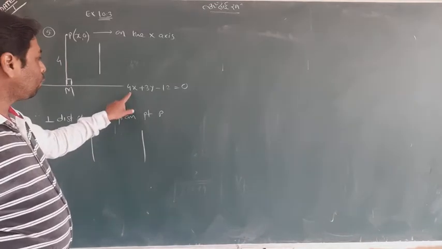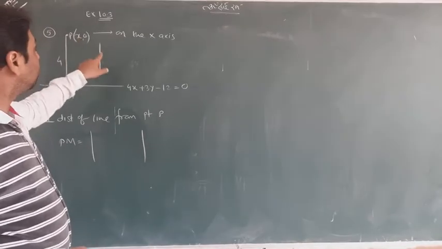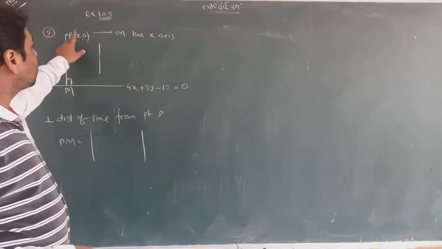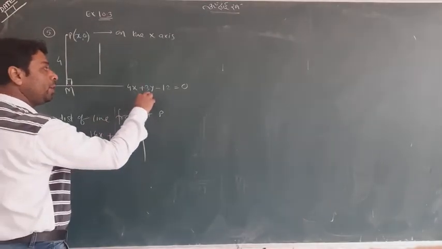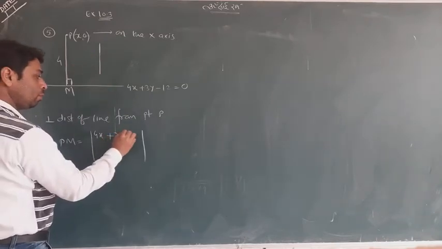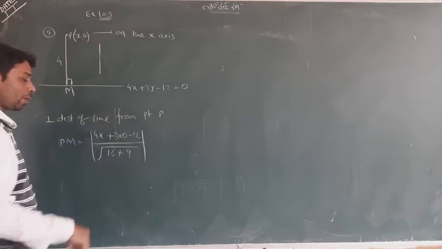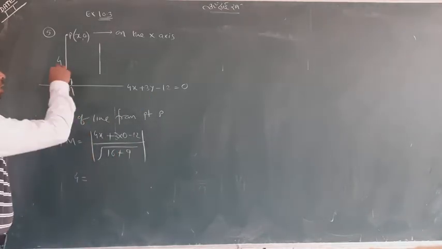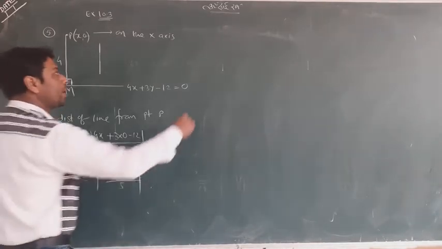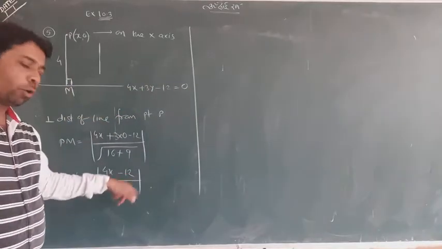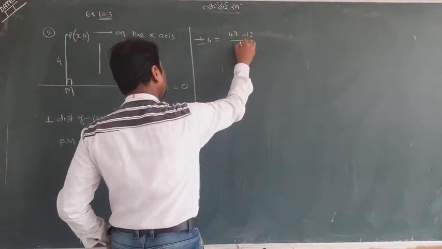So in the formula, 4 times x will be replaced here, 4 into x, and 3 into 0, minus 12, upon the square root of 4 squared plus 3 squared, and that distance is given as 4. So it is |4x - 12| upon 5 equals 4. You should know that when you remove the mod, you have to go with the plus-minus sign. This is very important.